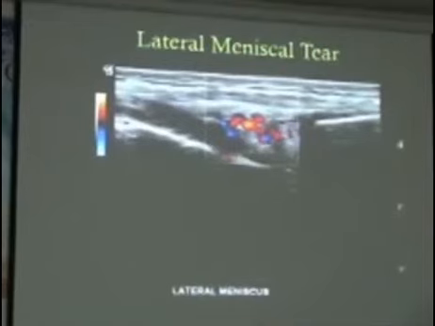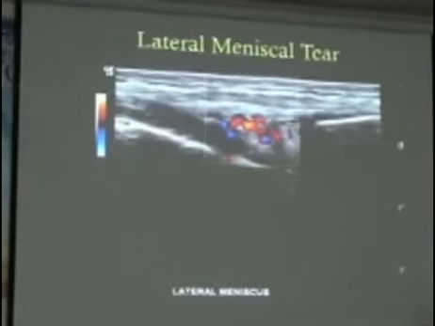We're also able to see lateral meniscal tears. So you can see that there's a little tear here, but just be wary that there's also the geniculate arteries and veins there as well. So if you're looking for tears in meniscus, just put the colour on, just to make sure it's not a little arterial vein.